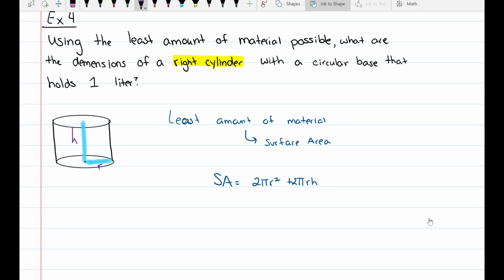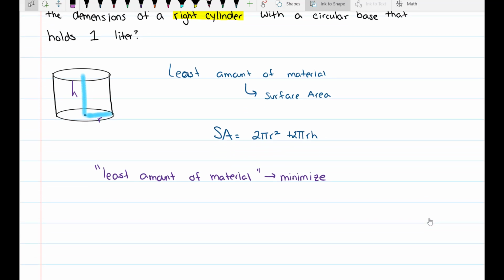And we want to use the least amount of material, this means that we want to minimize. So before now we've been maximizing, now we're going to minimize it. It's the same process, but instead of finding a biggest value, we're going to be looking for the smallest. The first thing we need to do is we need to get the surface area in one variable.